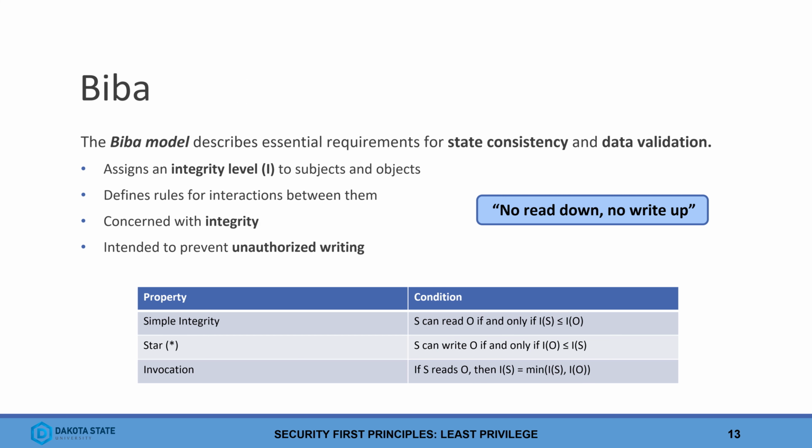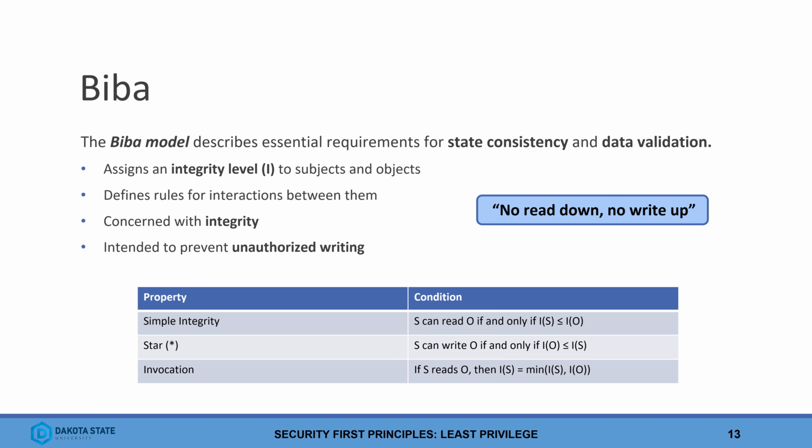BIBA is a formal state transition system for cybersecurity policies, and it's really designed to be the inverse of BLP. The BIBA model assigns an integrity level I to subjects and objects and defines rules for interactions between them. It's concerned with integrity and is really intended to prevent unauthorized writing.